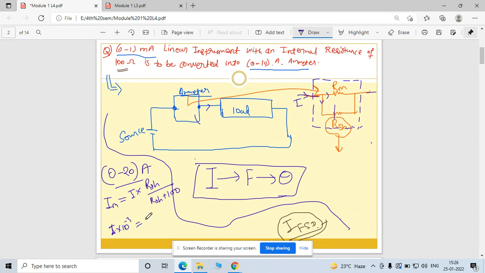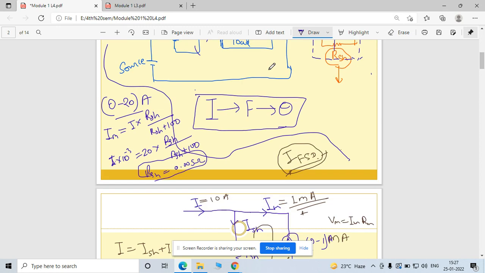What you want is 20 ampere. So, find out this RSH. If you solve this, you will get the RSH value. When you solve it, you will get 0.005 ohm. Okay.